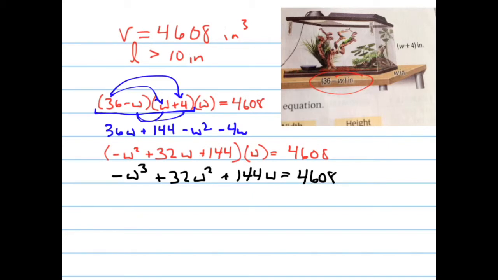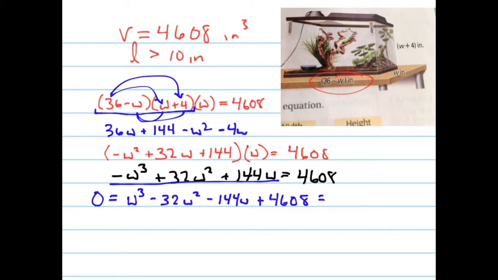Now, just like the last problem, we've got a polynomial. We want to solve it. Our first step is to move everything to one side. Instead of moving the 4,608, which might seem simpler, I'm going to move the stuff on the left-hand side. That way I get a positive first term, which makes things a little smoother. So we'll have 0 equals a positive w cubed minus 32w squared minus 144w plus 4,608. And we got to factor this.